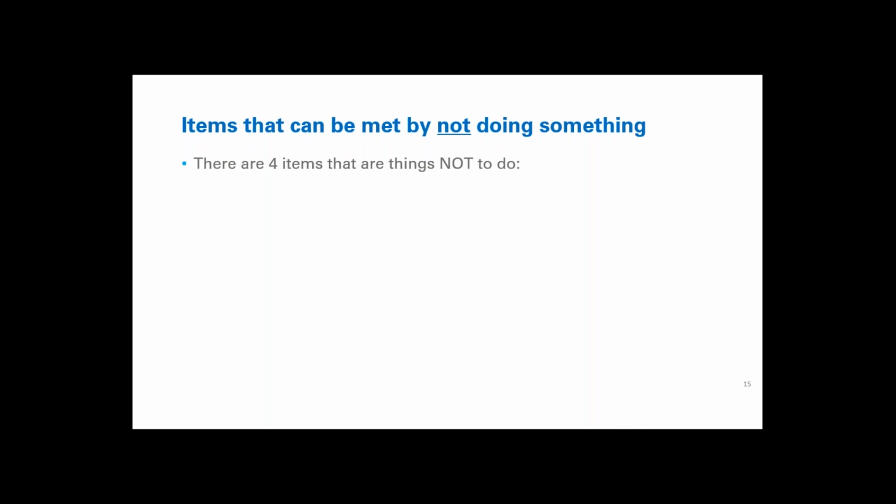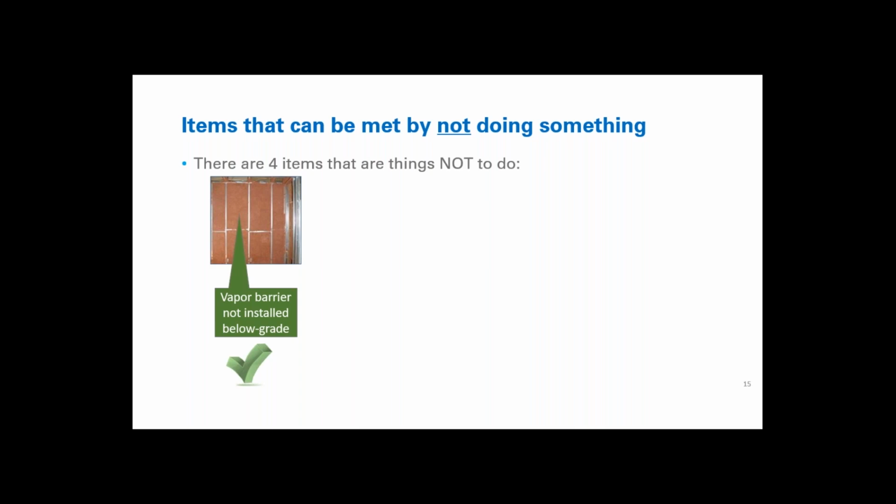Now, the second thing you want to do is go through the requirements again and look for items that can be met just by not doing something, because those are basically a freebie, right? And in this case, there are 4 items that are things not to do. First, item 1.6 prohibits class 1 vapor retarders from being installed on the interior side of air permeable insulation in exterior below grade walls. This is a little tricky. We'll come back to explain the details of it, but it's easily avoided.